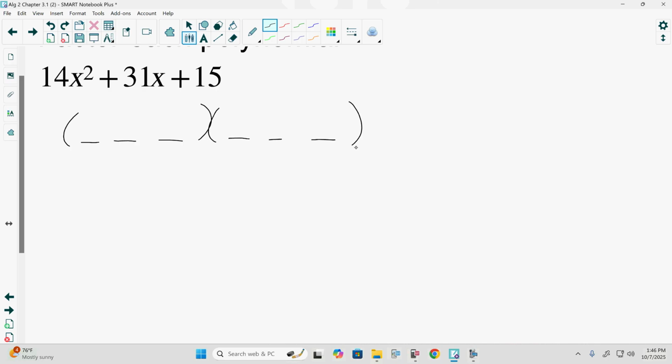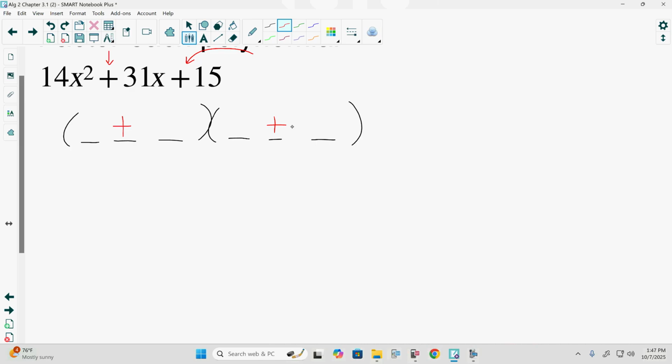Our 2 sets of parentheses with 3 spaces. If the third term is positive, the signs are the same and match the sign of the middle term. If the third term is negative, the signs are opposite. Here, the third term is positive. So the signs in both of those sets of parentheses are going to be the same, and they're going to match the sign of the middle term. And our middle term here is positive. So our signs for this here are going to be plus and plus.